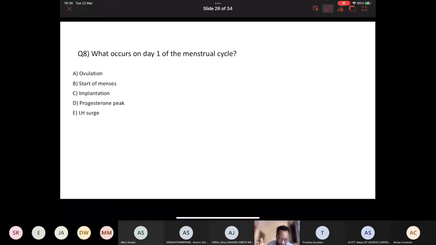Great. Now we're almost near the end. So what occurs on day 1 of the menstrual cycle? I find that people usually either get this right or get this wrong. What occurs on day 1? Give it about 10 more seconds. So you get someone who has started puberty, they're ovulating, they're having a menstrual cycle, and they want to know which day is day 1. Which day is it? Closing the poll now.